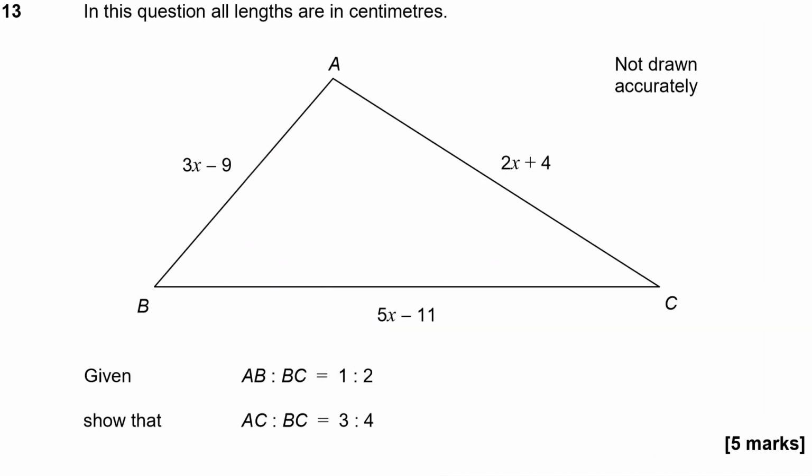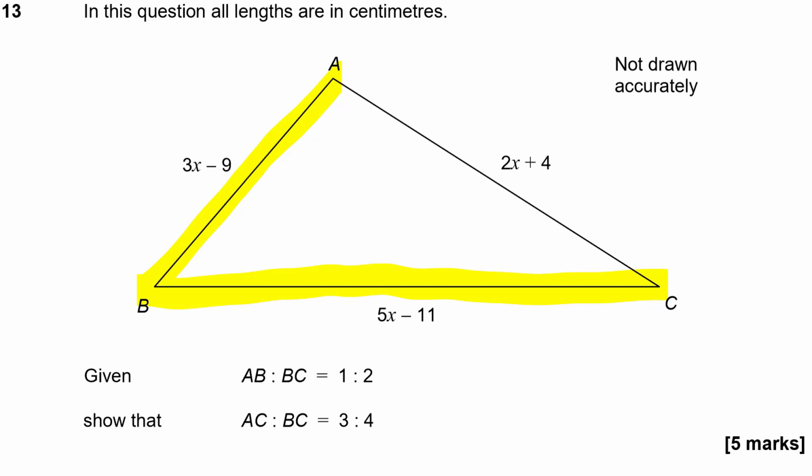In question 13, I've been given a triangle with algebraic sides. I've got 3x minus 9, 2x plus 4, and 5x minus 11, and I've been told that given that the ratio of AB to BC is 1 to 2, show that AC to BC is 3 to 4. So AB to BC, AB is that length there, to BC is a ratio of 1 to 2. Now I can use that information, the 2 sides and the 2 ratios, probably to find out what x is, I should imagine.